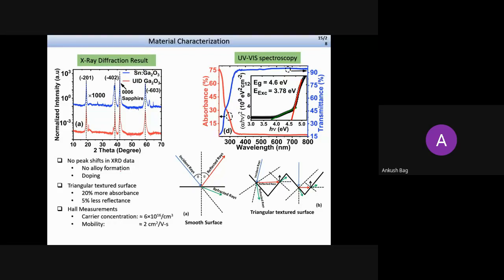So if we have a smooth surface, then some proportion of the incident rays will always get reflected back, and those photons will not be absorbed. But if we have a patterned surface, then it is possible that a greater amount of photons will get trapped in that textured surface. So this is another advantage that we can take when doping this gallium oxide using tin.